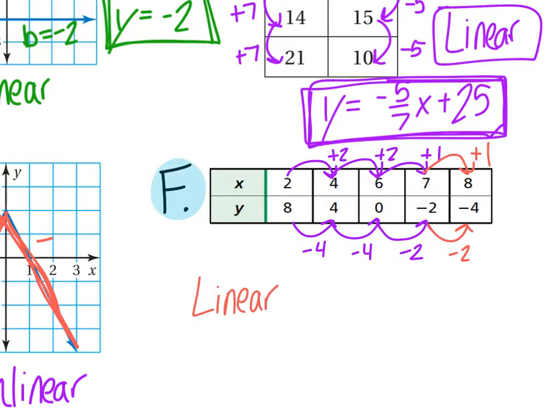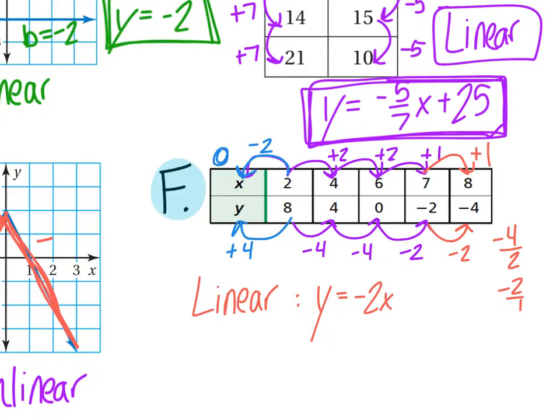And then if I want to know what the equation is, y equals, I know my slope is negative 4 over 2, which we said is also negative 2 over 1, or negative 2. And then if I go backwards, if I rewind this and go back 2, and then I rewind this and add 4, that's going to put me at 0, which is my x value.